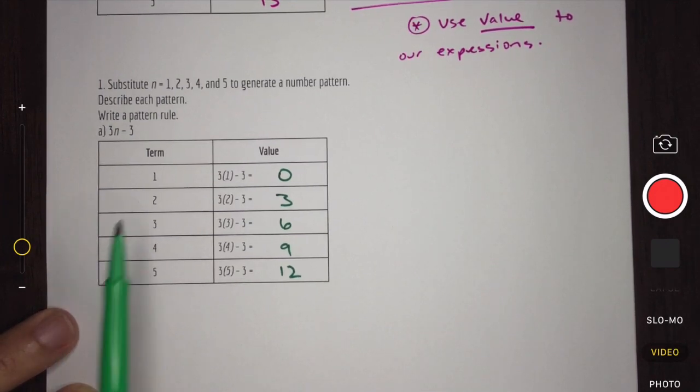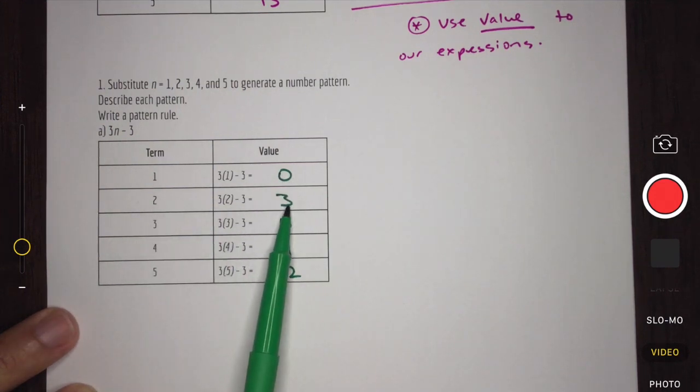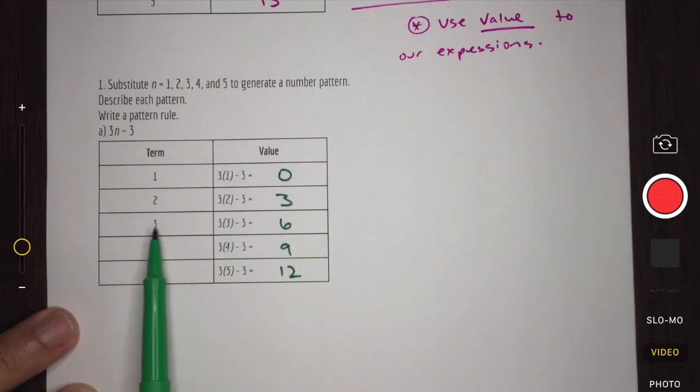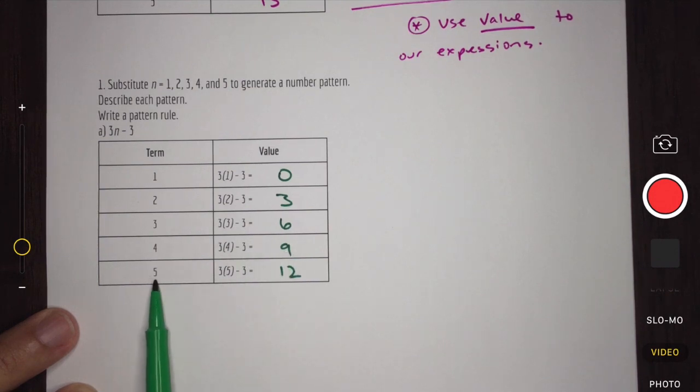So what this is telling me is that term number 1 is going to be a 0, term number 2 is going to be a 3, term number 3 is going to be a 6, term number 4 is going to be equal to 9, and term number 5 is going to equal 12.